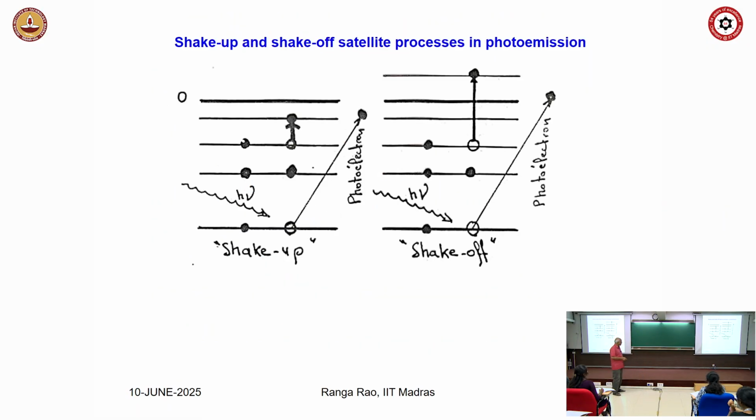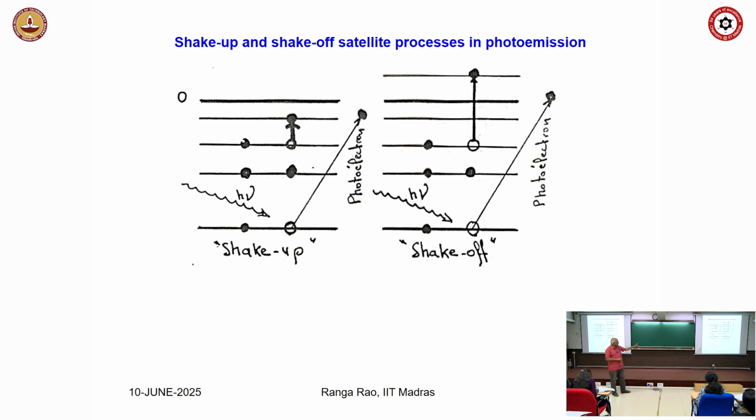Okay. There are other things, shake up and shake off satellite processes in photoemission, right? You remove an electron, the photoelectron is removed, but what happens is some of this energy is stolen by an electron which is sitting in a higher level.